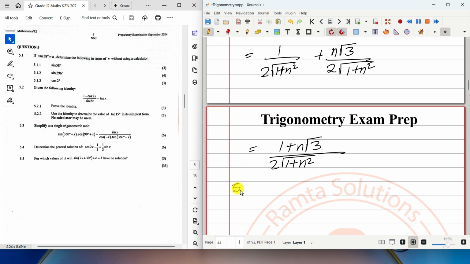Now 5.2. Remember, we have 33 minutes to finish this question. 5.2, given the following identity, 1 minus cos 2x all over sine 2x is equal to tan x. 5.2.1, prove the identity. Which one is easy to manipulate? Is it the left-hand side or the right-hand side? I think the left-hand side. So we will say the left-hand side is equal to 1 minus cos 2x over sine 2x.